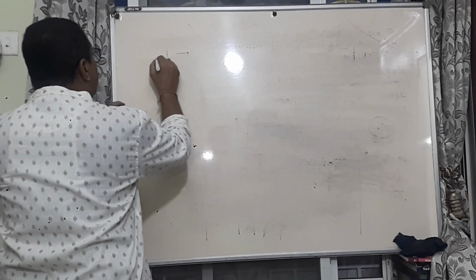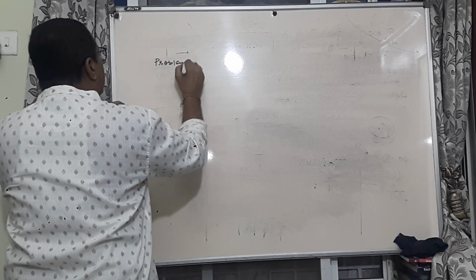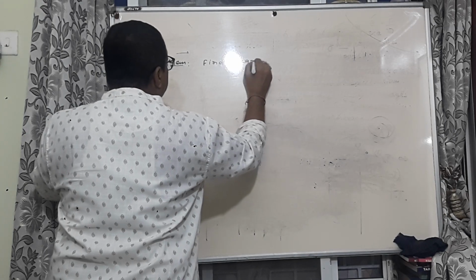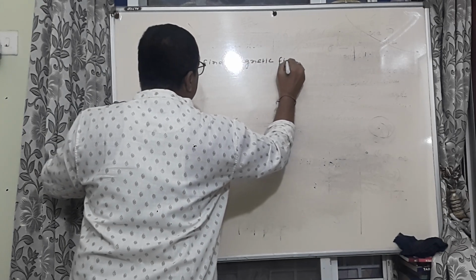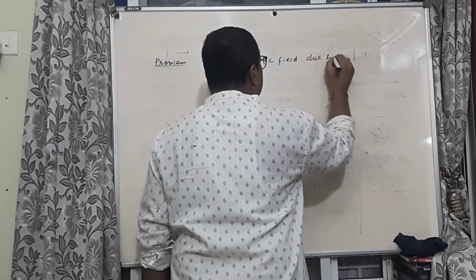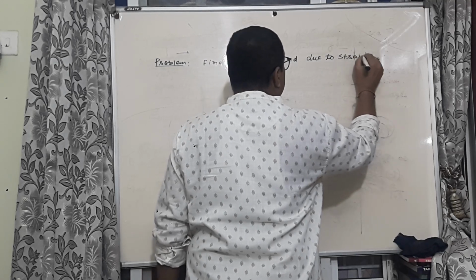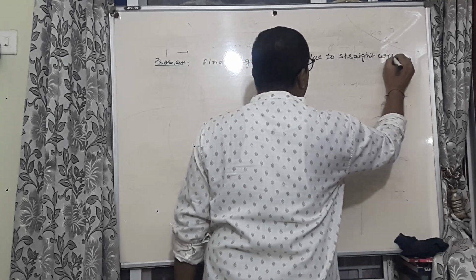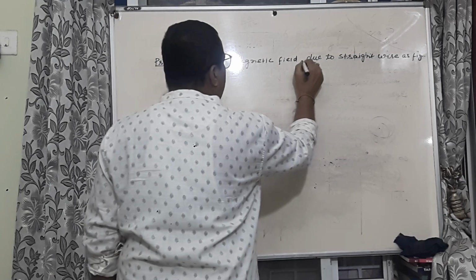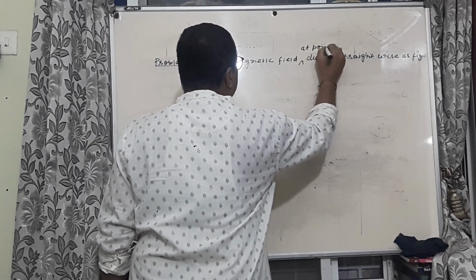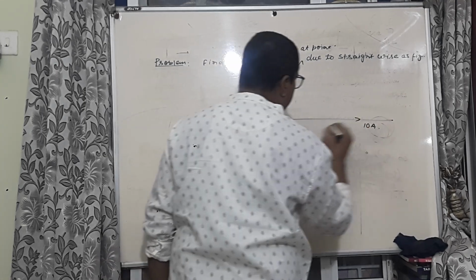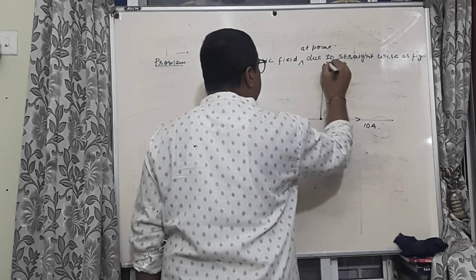Problem. Find the magnetic field due to a straight wire as in the figure. Find the magnetic field at point P. Suppose that this is the wire, a current of 10 ampere is flowing. This is the y-axis, this is the x-axis.